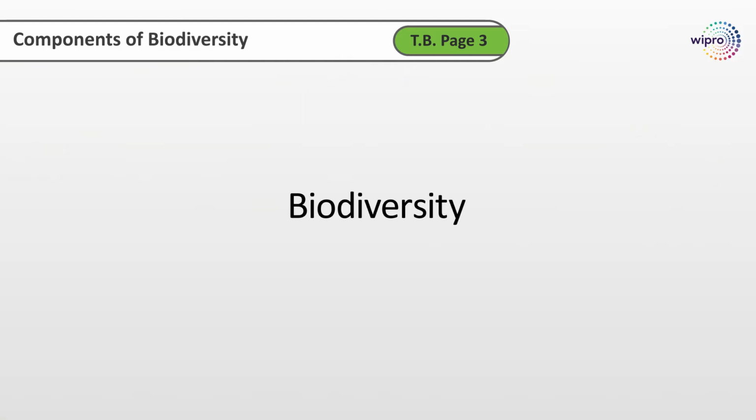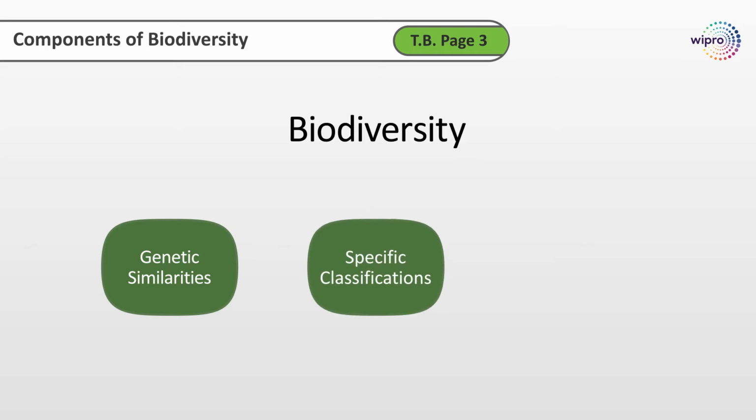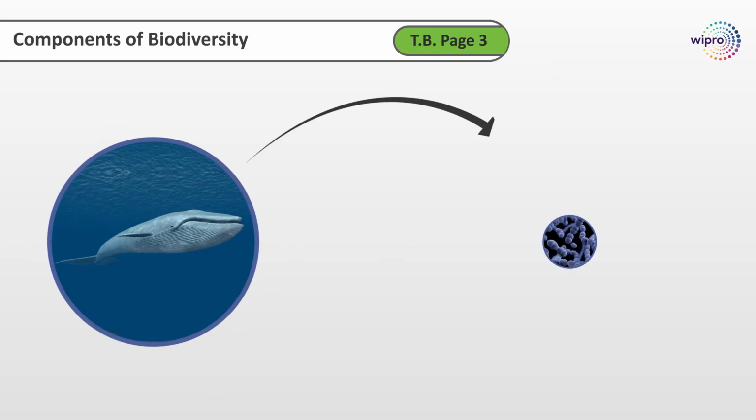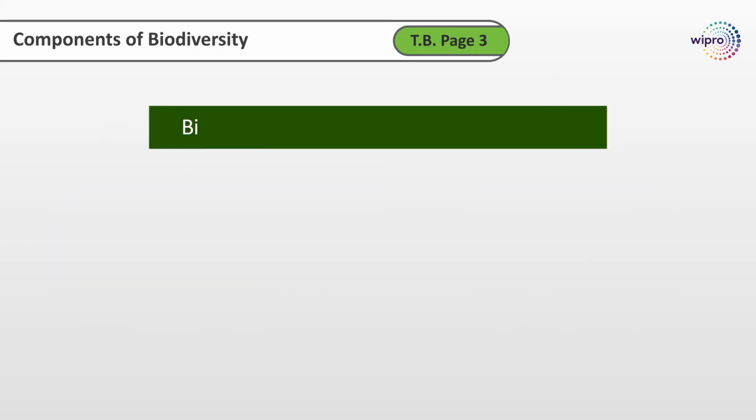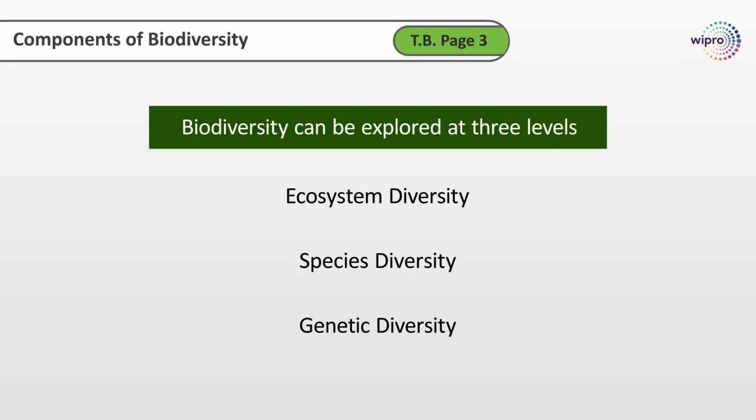Biodiversity can be defined in various ways, from genetic similarities to specific classifications to global habitats. It can include organisms from the largest whales to the smallest microbes. Biodiversity can be explored at 3 levels: ecosystem diversity, species diversity, and genetic diversity. To understand biodiversity, all of these 3 aspects need to be explored.